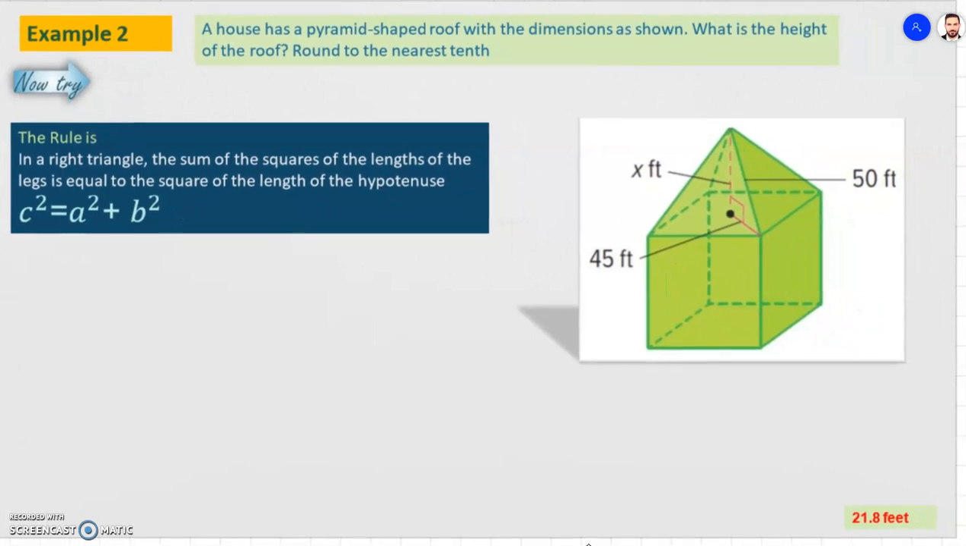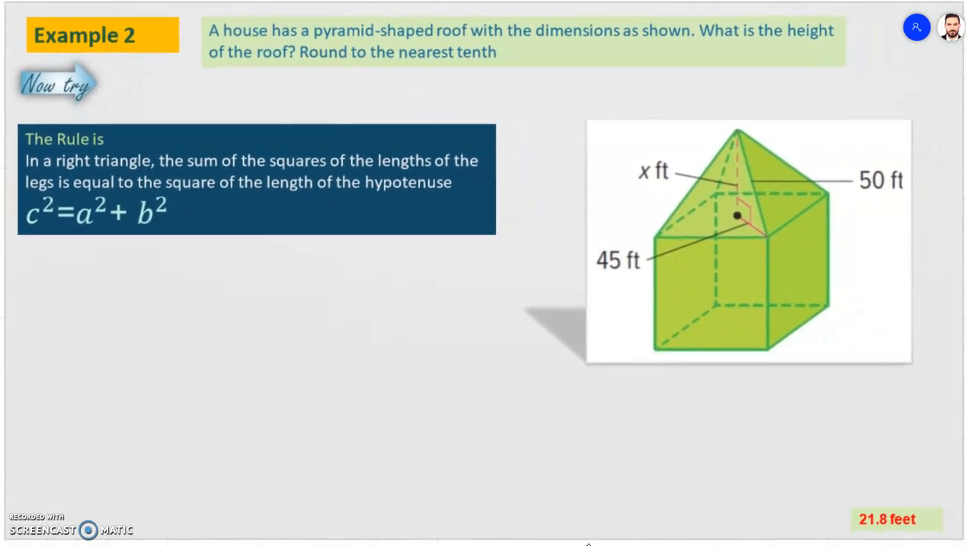If you do understand, please pause the video and do this question as an independent task. As you see now, a house has a pyramid-shaped roof with the dimensions as shown. The dimensions are shown in front of you. But I'm not solving for the volume of the pyramid or anything like that. No, what is the height of the roof? He wants the height of the roof, this part.